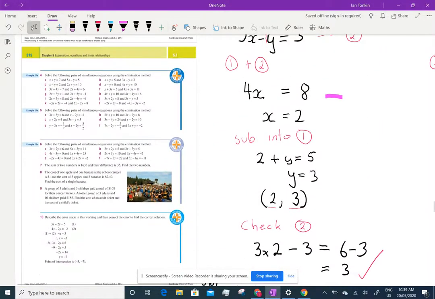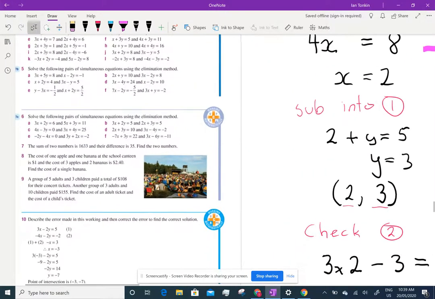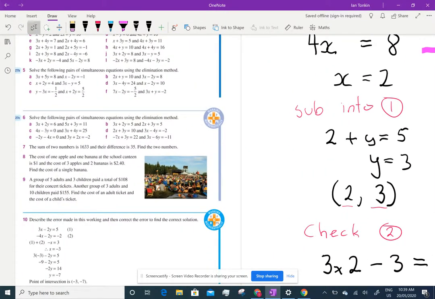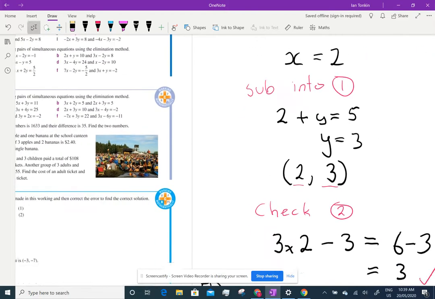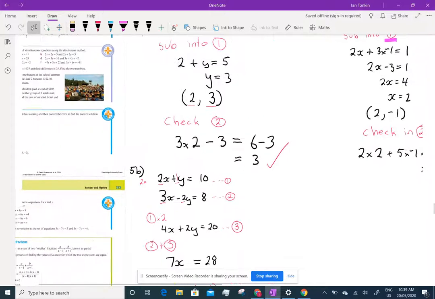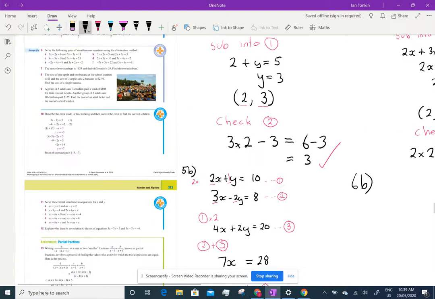So there I only had to change one variable. If I look at equation 6b, and this is the last one I'm going to do. I said I'd do 5a, do the a's for you, but you need to have a go at them yourself. So I'm going to do 6b. And 6b is going to be a good one.